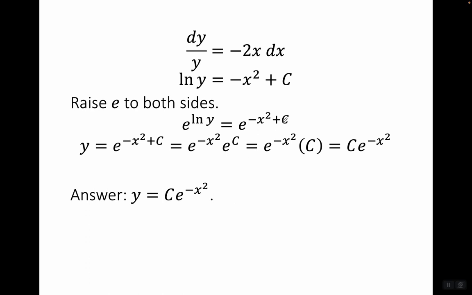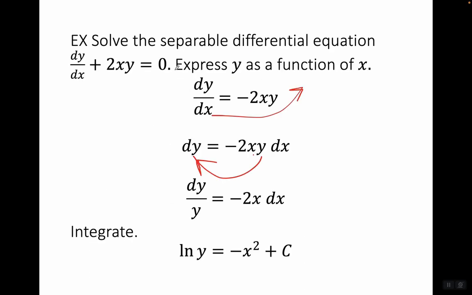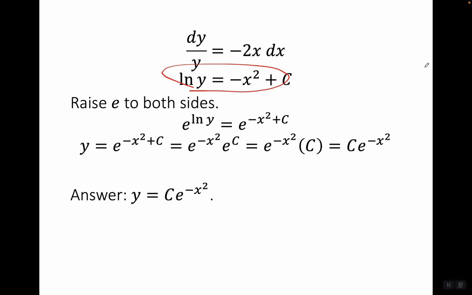Okay? So again, this is our solution to the differential equation. We were told that we want to get y as a function of x. So let's rewrite this. Again, we raise e to both sides. E to the natural log y equals e to the negative x squared plus c. E to the natural log y is just plain y. And the right side is e to the negative x squared plus c. We can break this up by the rules of exponents. This is the same thing as e to the negative x squared times e to the c.